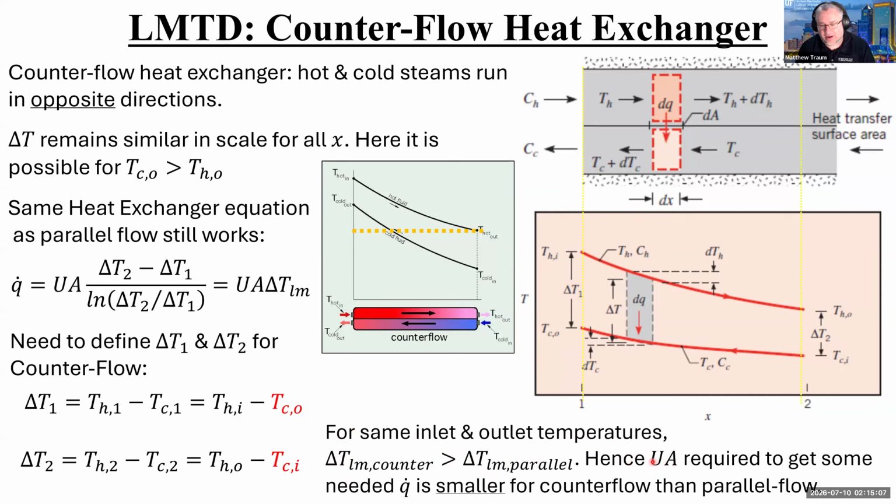Hence, the required UA to get some needed Q dot is smaller for counterflow than it is for parallel flow, right? That's basically always true.